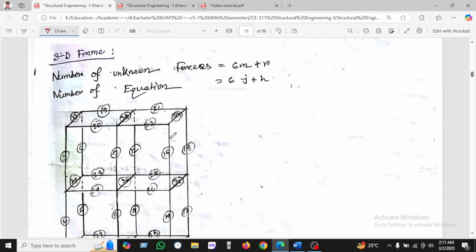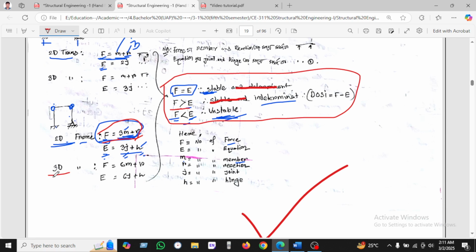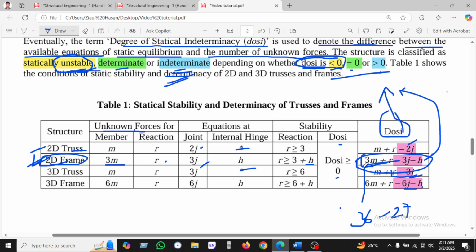So let's see another example. Here is a 3D frame. So now we are using this formula for the 3D frame. F equal to 6m plus r, and E equal to 6j plus s. Or we can use 6j plus r minus 6 minus 8. These are for the 3D frame.